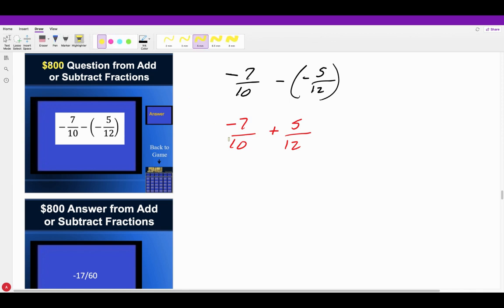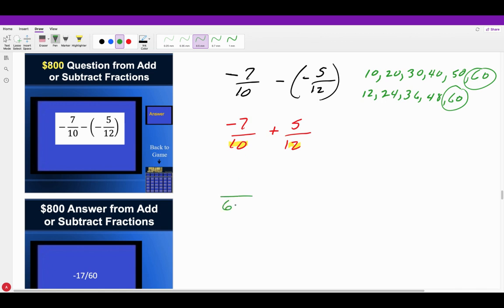Right, so then from here, I'm going to go ahead and look at my denominators and say, all right, are there any common denominators? What is the least common denominator that they share, the least common multiple? So I'm going to write it out, 10, 20, 30, 40, 50, and 60. And then for 12, we have 12, 24, 36, 48, and 60. So I see that they both share 60. So now my goal is to rewrite these with the denominator 60. Well, 6 times 10 gives me 60, so I need to multiply it by 6, so negative 42 over 60. And 12 times 5 gives me 60, so this will then give me 25.